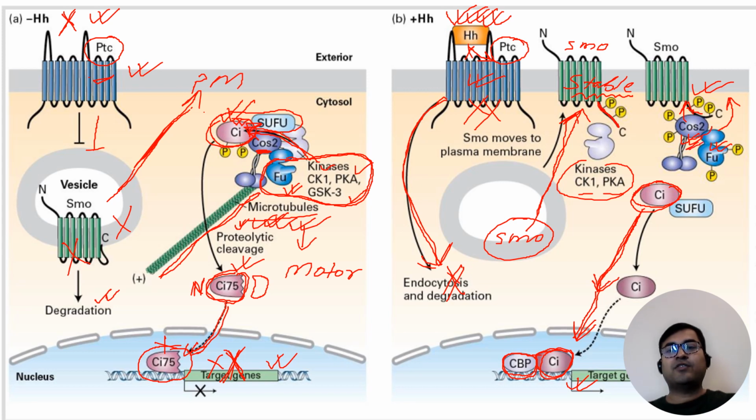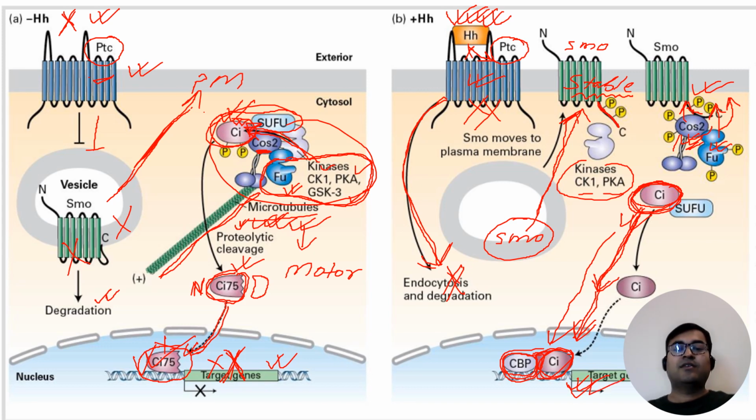This COS2 and FU is also heavily phosphorylated, and because this complex is now engaged with the SMO protein, CI is now free. CI is not degraded. CI is now saved from degradation because the complex is associated with the SMO protein. Now this complete molecule of CI, without any degradation or fragmentation, enters into the nucleus, displaces this CI75, associates with CBP and activates the target gene. So in this way, the CI transcription factor is activating the Hedgehog target gene.